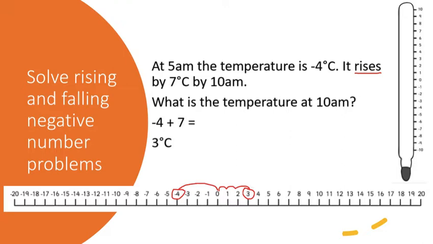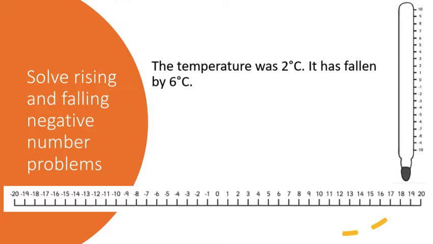Let's have a look at the second problem. The temperature was 2 degrees C, and it has fallen by 6 degrees. So this time when it falls, it's going down. We're going to be taking away, we're going down the scale. What is the temperature now? Pause for a moment and see if you can work it out.